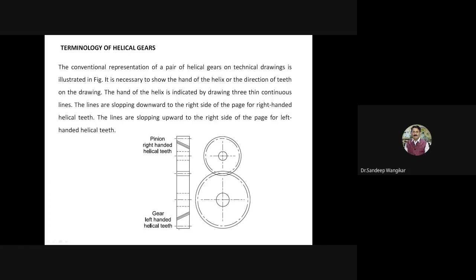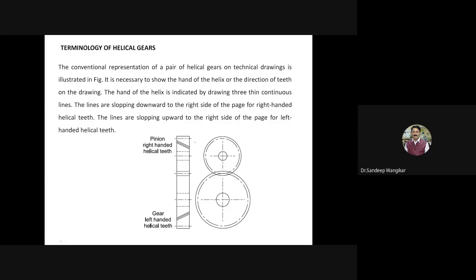The hand of the helix is also shown. So here some guidelines are again given. The hand of the helix is indicated by drawing three thin continuous lines on the gear. If the lines are sloping downwards to the right side of the page, it is for right-handed helical teeth.